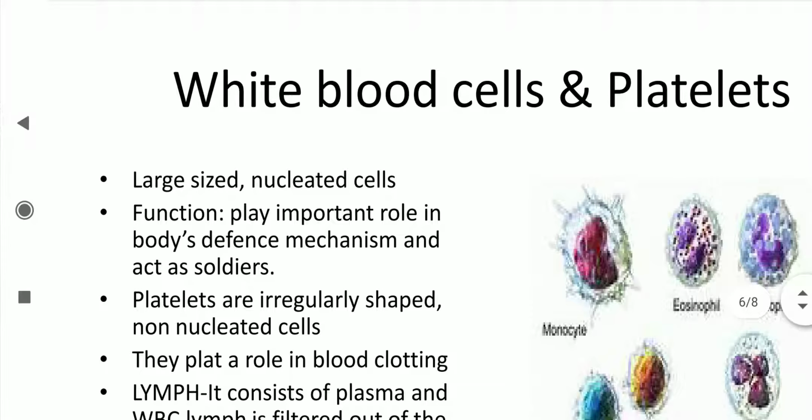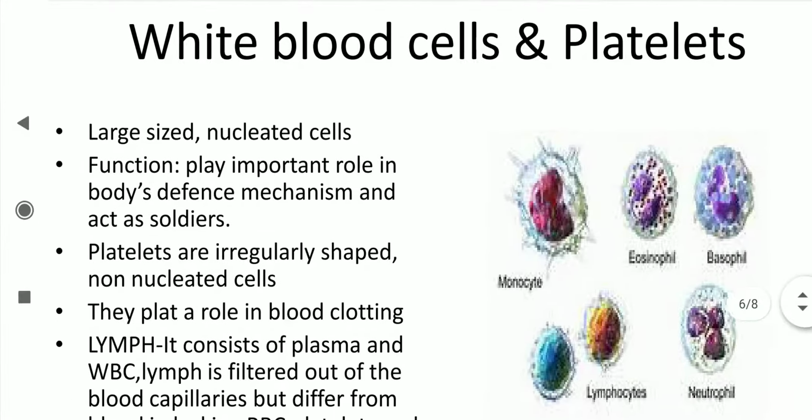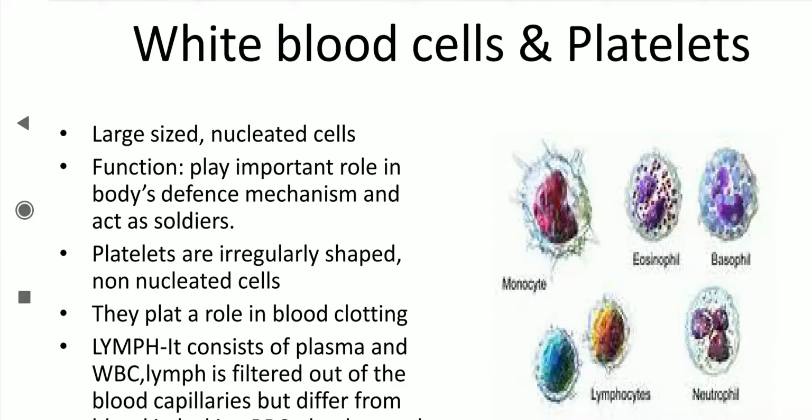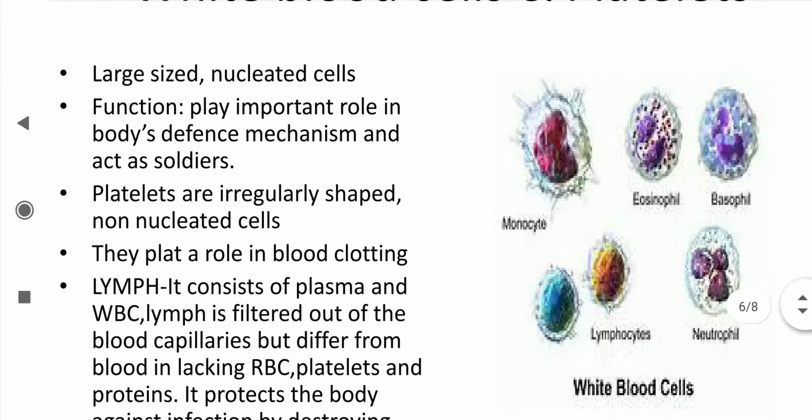Children, red blood cell is also called erythrocytes. Okay, and white blood cell, WBC, we also call it leukocytes. There are different types of leukocyte white blood cells. You are seeing in the picture lymphocyte, neutrophil, basophil, eosinophil, monocytes. So these are what? WBC, white blood cells.